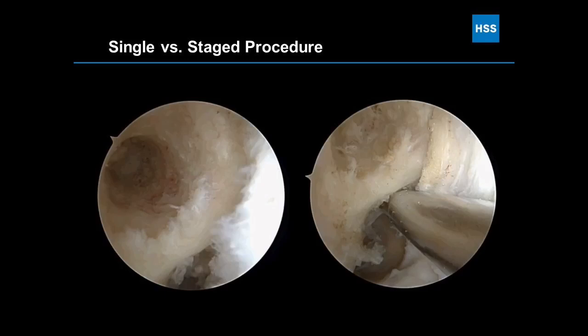In terms of concurrent ACL reconstruction, obviously this is a technique that you can do both concurrently or in a staged fashion. For example, if you have very enlarged tunnels, you can use bone graft harvested during the closing wedge osteotomy and utilize this to graft your tunnels. Here in this clinical patient, the tunnels weren't enlarged too much, so this was amenable to a single stage revision.